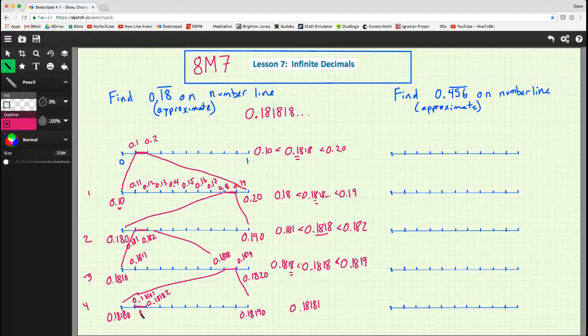So here's our best estimate. We're in this range. We're between 0.18181 and 0.18182. Okay. So, right, 0.1818.